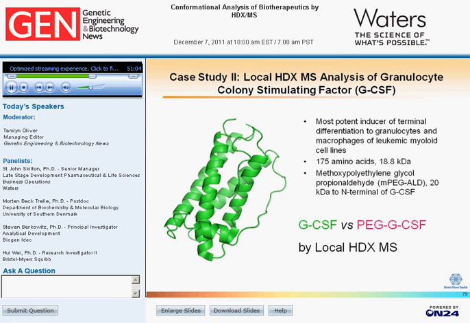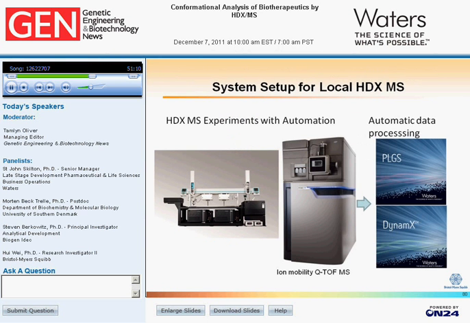This is the system setup for the peptide-level HDX-MS. The picture on the left shows the Waters nanoACQUITY HDX system with the LEAP autosampler. With this setup, we can perform HDX experiments with full automation. We use an ion mobility QTOF instrument, which is the SYNAPT G2, for peptide identification and HDX measurements. We use Waters PLGS and DynamX software for peptide identification and processing the HDX data. Next slide.